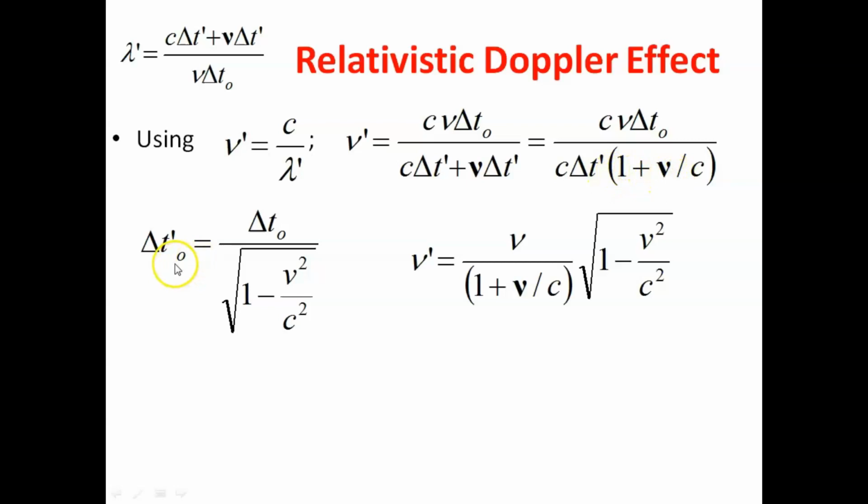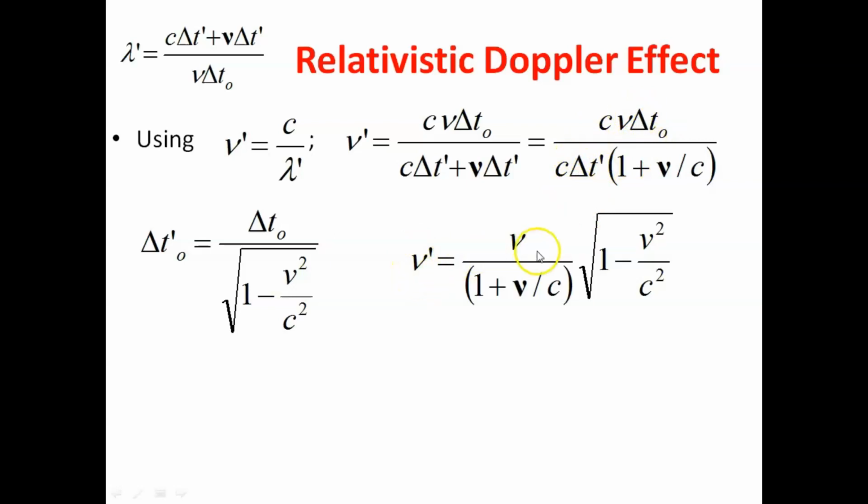So relativity offers us delta t dash equal to delta t0, the proper time, divided by under root of 1 minus v square by c square. That factor gamma is reflecting here. After substituting delta t dash equal to delta t0 upon under root, we have delta t0 to be cancelled.